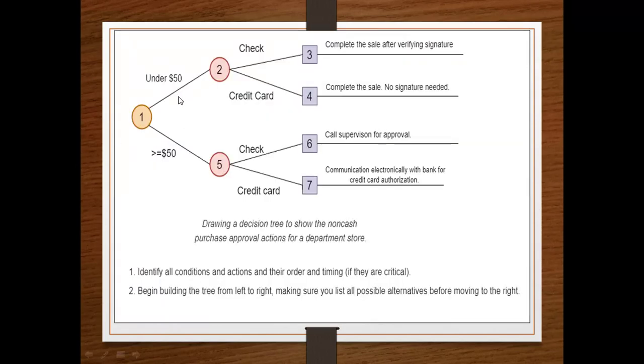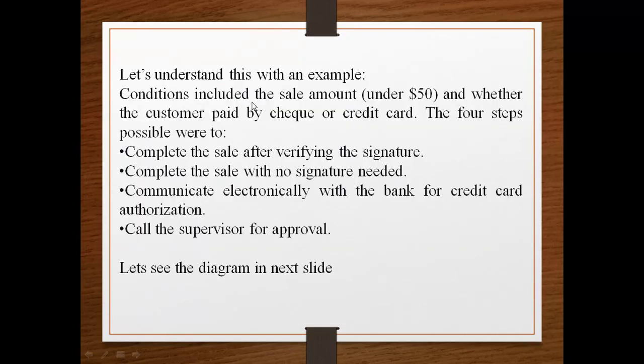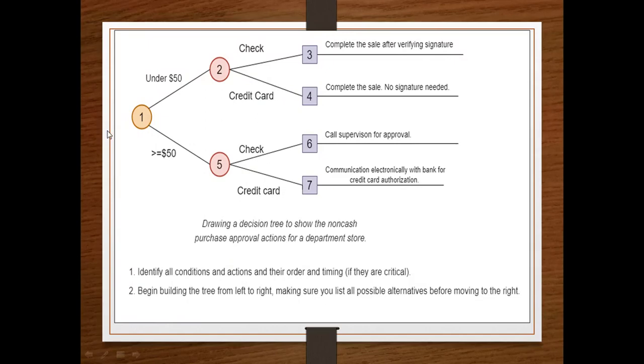If it is under 50, there is a question which is written here: consider the sale amount under 50. So I'm just going to see under 50 or above 50. This is where my 2 conditions are. Either my sale is under 50 or my sale is above 50. If you see this diagram, I have written 1, 2, 3, because there is no need to write in a rectangle. So here I have written 1, that is my first step.